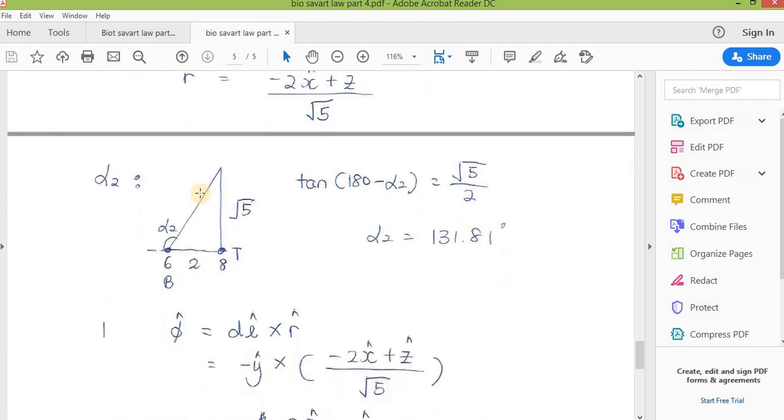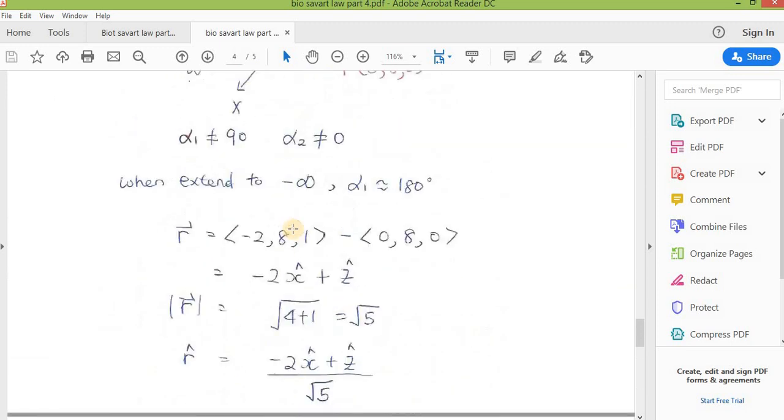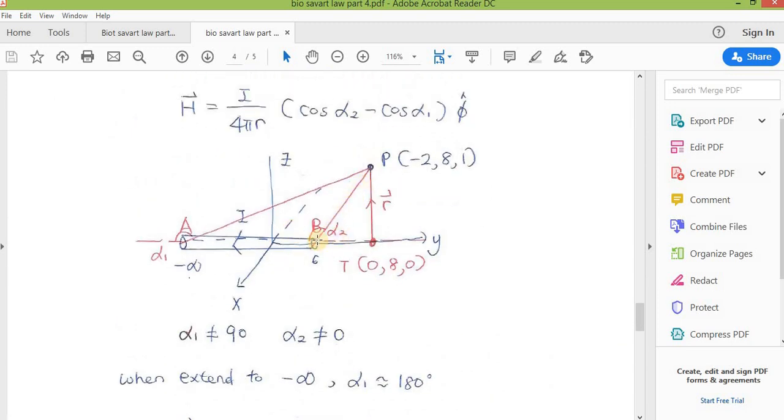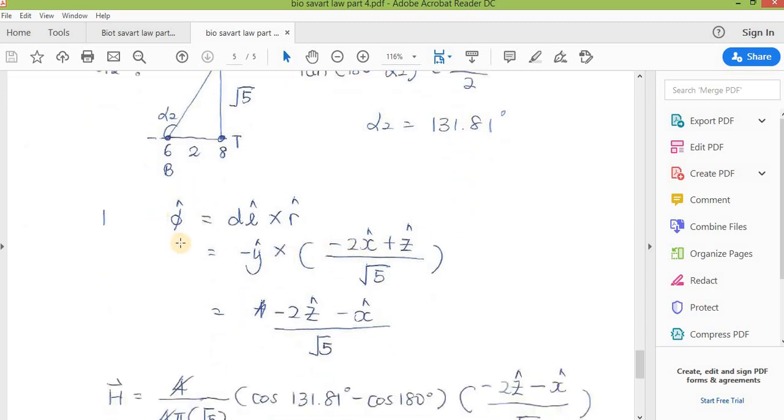Next, we have to draw a triangle, because we already know that alpha 2 is not 0, so we have to find its angle. This is the triangle that I draw. Alpha 2 is here. This side is 6, and this is 8, so the length here will be 2, and this one is the magnitude of vector r, square root 5. I use arctangent and find that alpha 2 is equal to 131.81 degrees.